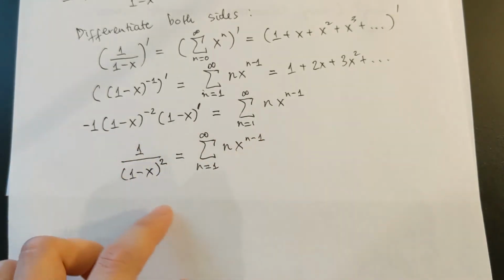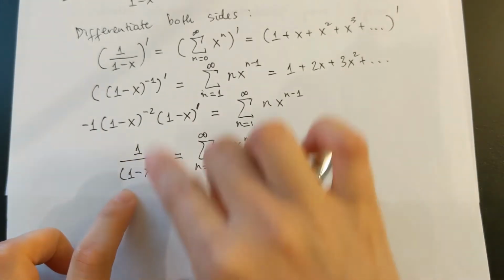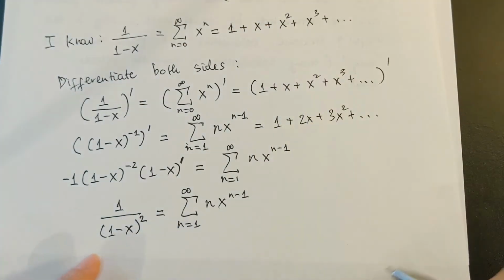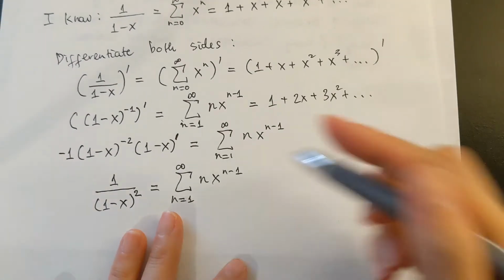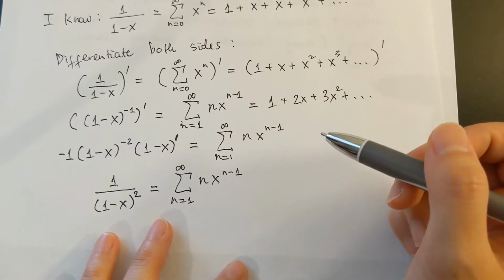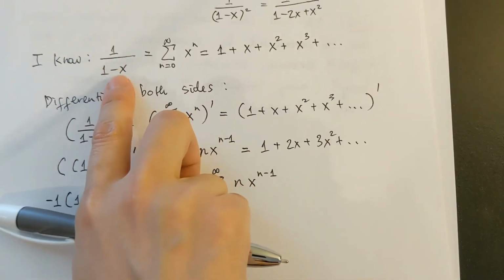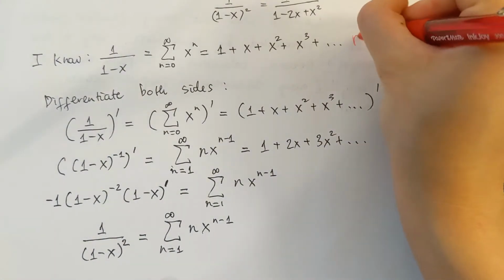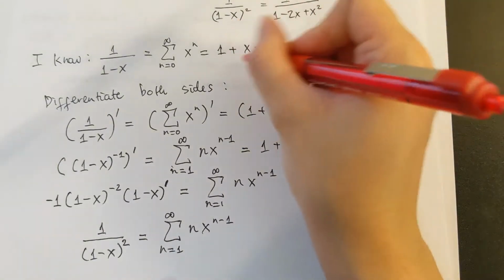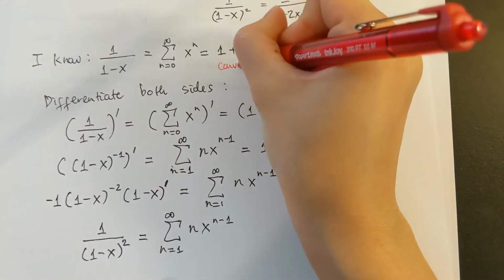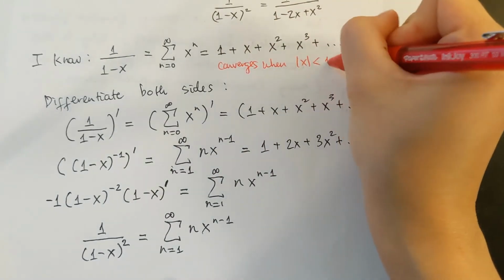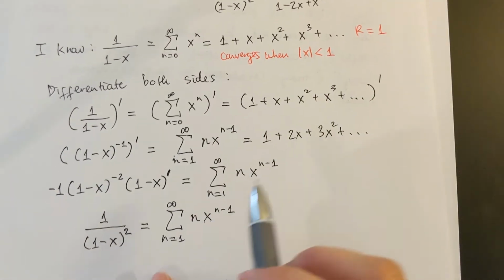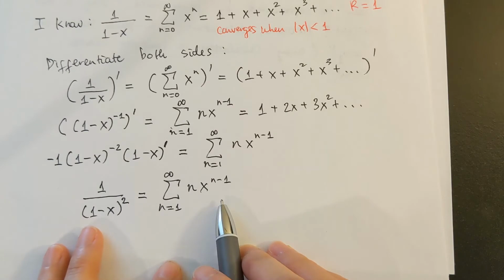So we get a power series representation of this function just by knowing what the power series representation for this function is. Okay. And by our theorem, this power series should have the same radius of convergence as this power series. And we know that the radius of convergence here is r is equal to 1. Right? This is convergent when magnitude of x is less than 1. So here the radius of convergence is 1. So we should get the same radius of convergence here.